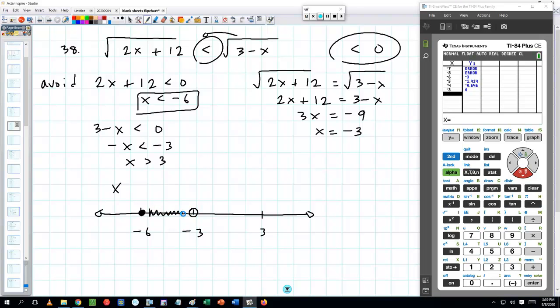And I believe that's all we'll end up shading. In between the negative 3 and the 3, 0, everything will be positive. 3 itself, positive. Anything to the right of 3, error message. So this is the only area that we shade in between the negative 6 and the 3. Closed circle, open circle.